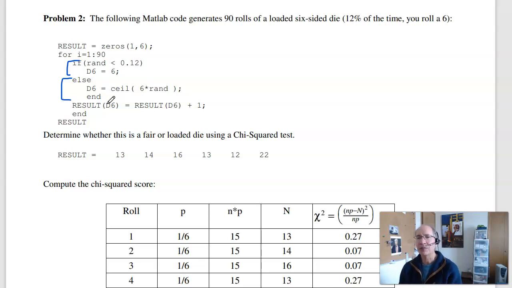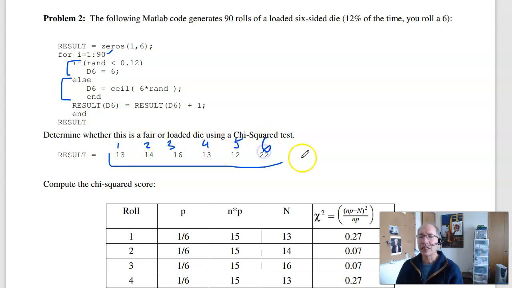Suppose I don't have access to the source code. All I can do is just roll the dice. Can I tell the die is loaded just by rolling them? So the procedure is same as we did before. Roll the dice a bunch of times. Here I roll it 90 times. Count how many times you get a 1, 2, and 3. And these are my results. So this is the number of 1s, 2s, 3s, and so on.